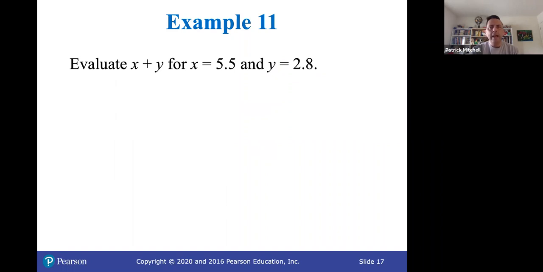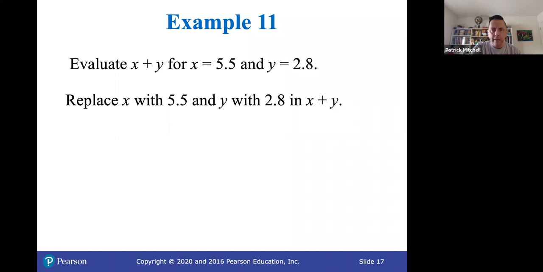All right, now we get into evaluating expressions with decimal replacement values. So they want me to evaluate x plus y if x is 5 5/10 and y is 2 8/10. So this is just a fancy way of asking you what is 5 5/10 plus 2 8/10. That comes out to 8 3/10.